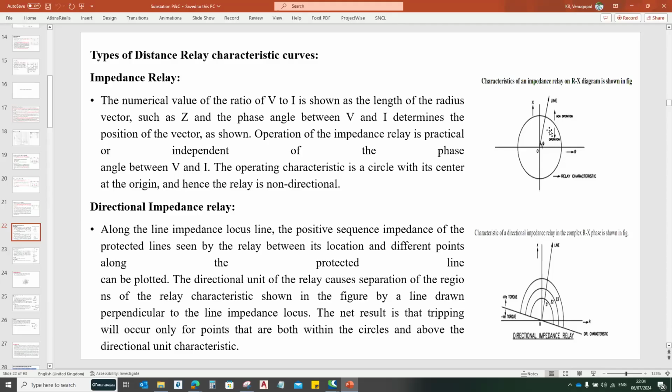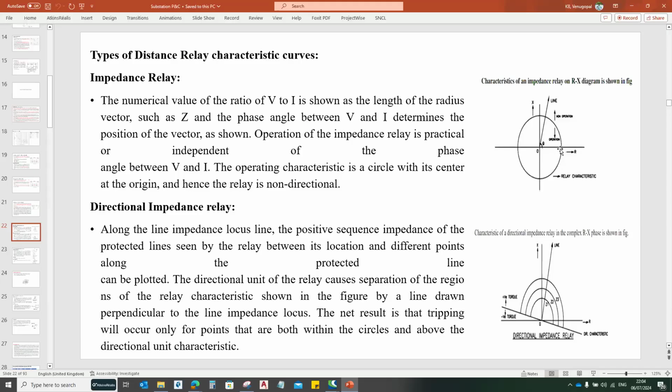In this, if you check, this is the resistance and this is the reactance of the transmission line. By using this, we can have the complete circle. We can say that if a fault happens anywhere in this circle, the relay will operate and it will trip the circuit breaker.